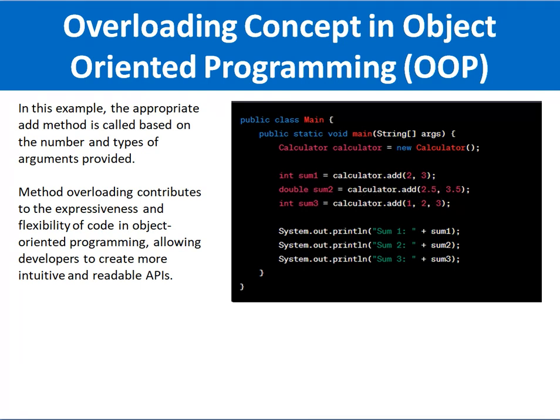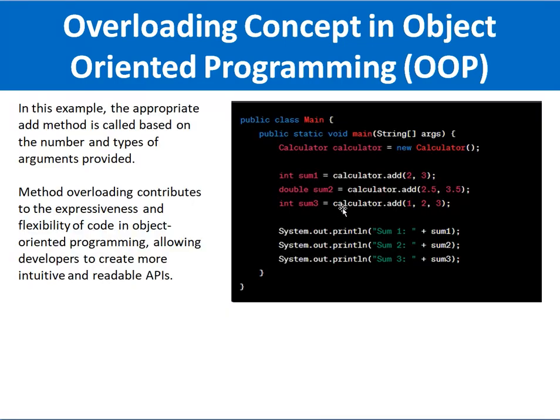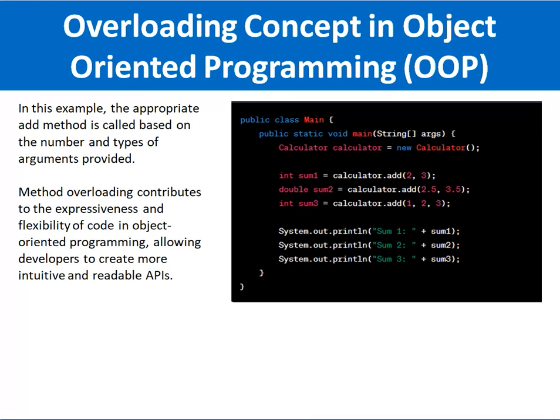When we call this, the compiler will use this double add method. Then when we call sum3 equals calculator dot add 1, 2, 3, there are three parameters and these are integer parameters, so the compiler will call this method, integer add int a, int b, int c. So basically, friend, overall method overloading contributes to the expressiveness and flexibility of code in object oriented programming, allowing developers to create more intuitive and readable APIs. It's a very important concept, overloading in object oriented programming.